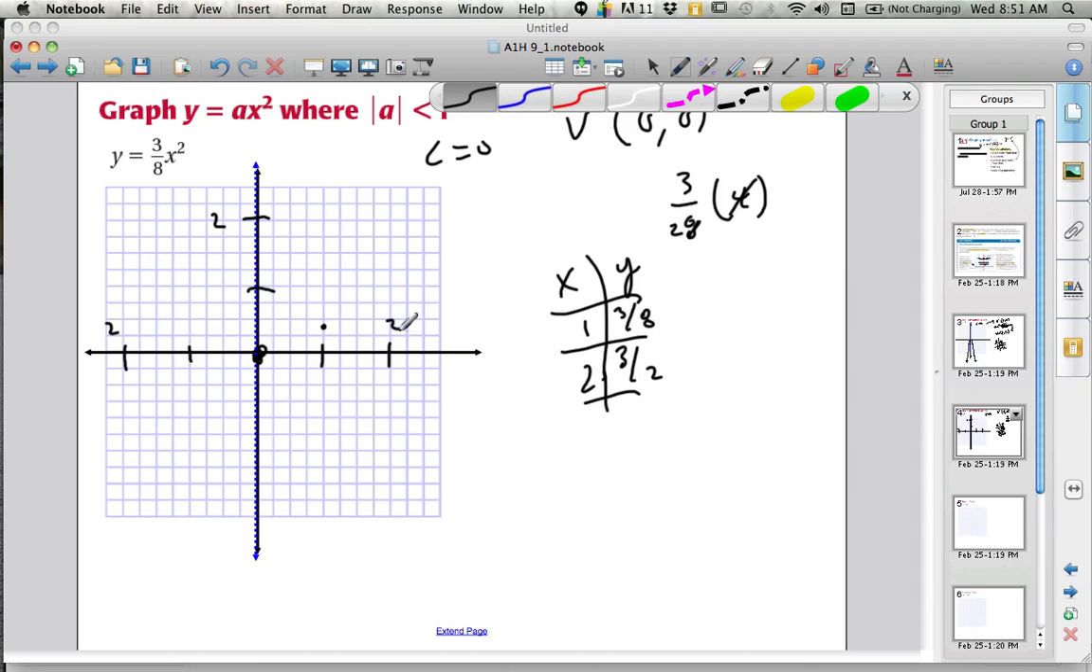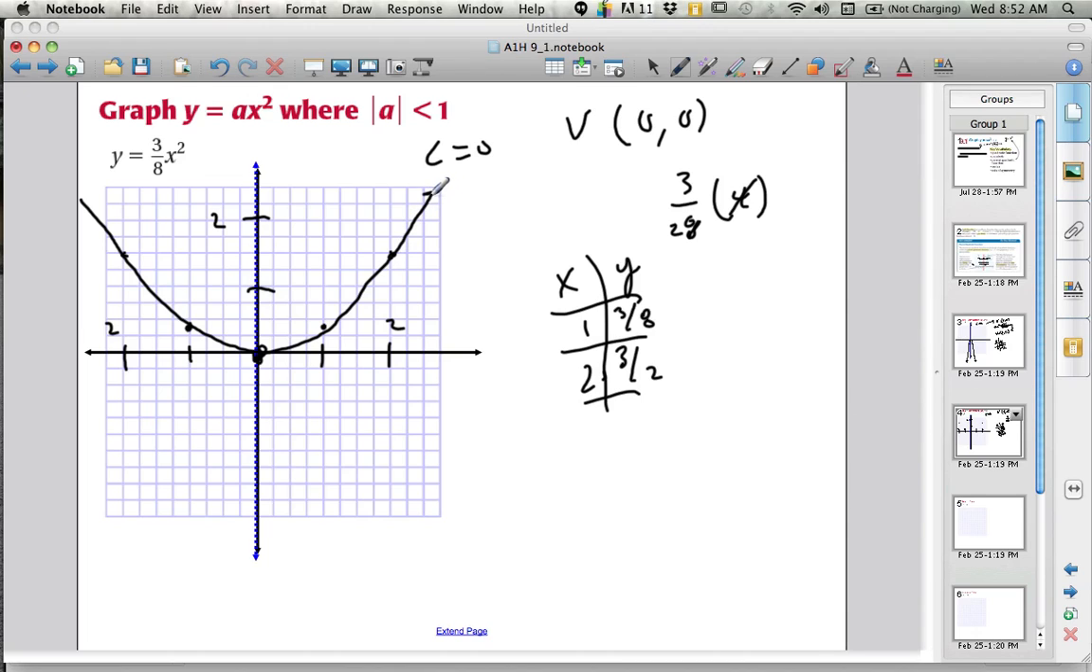And at 2, I'm at 3/2, so there's 1 1/2. Okay, so I was 1 to the right and at 3/8, I go 1 to the left and I'm at 3/8. And I'm at 2 to the right and I'm at 3/2, I go 2 to the left and I'm at 3/2. And now my parabola does this.